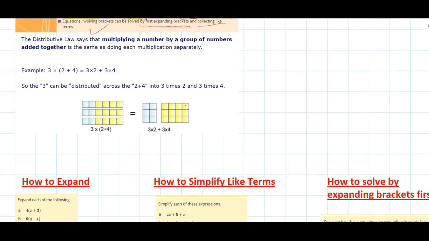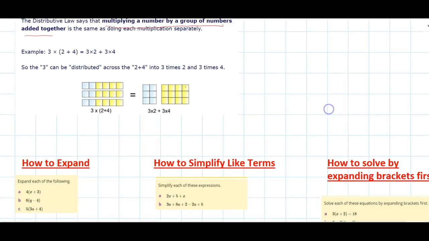Firstly, to understand the distributive law, it says that multiplying a number by a group of numbers added together is the same as doing each multiplication separately. If we look at this example, we have 3 times (2 plus 4). We have 3 times a group of 2 and a group of 4. That is basically the same as saying 3 times 2 and 3 times 4. If we separate them, that's what we call the distributive law.